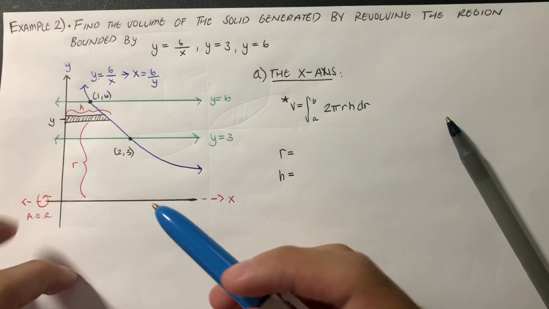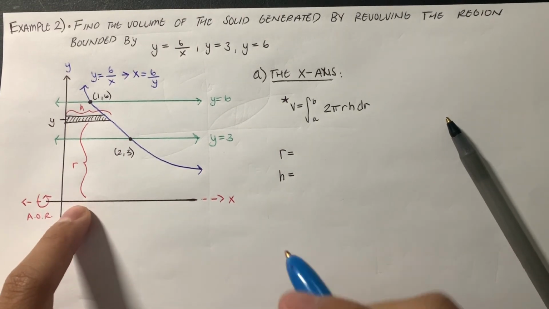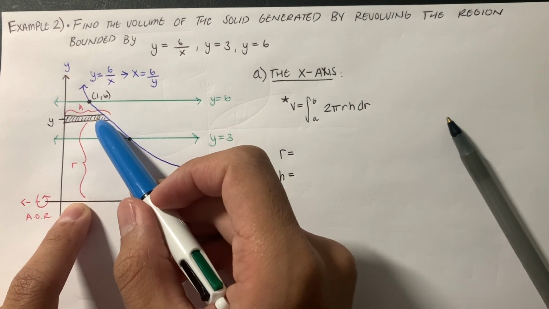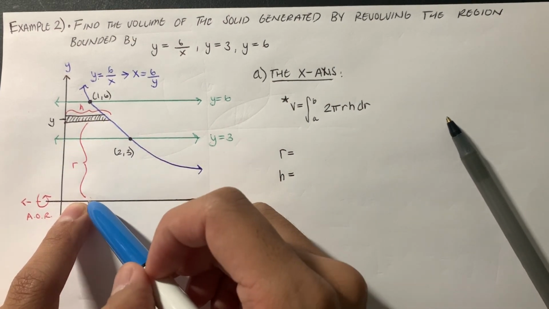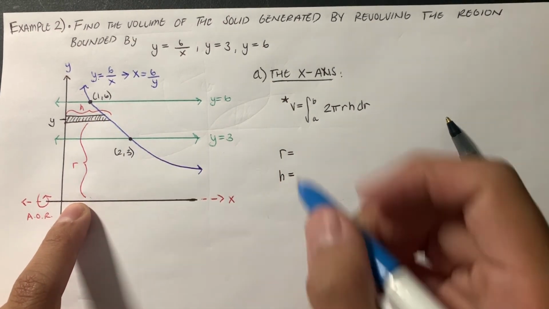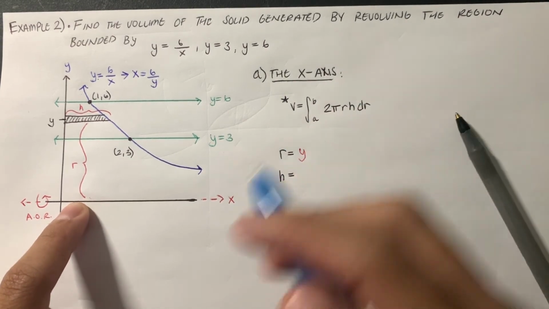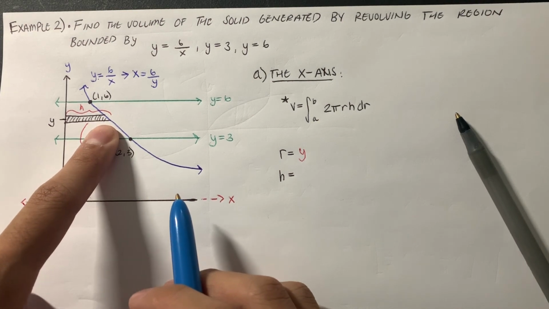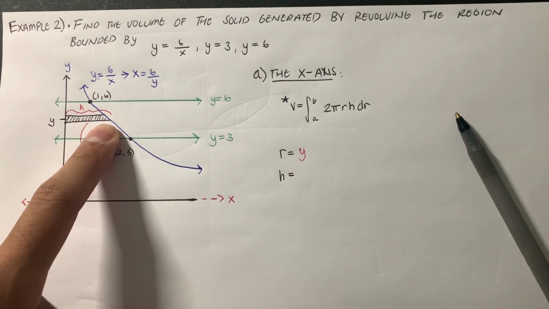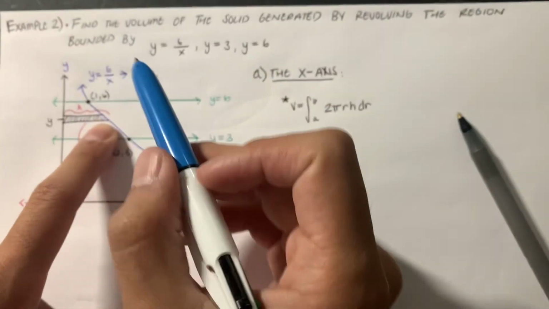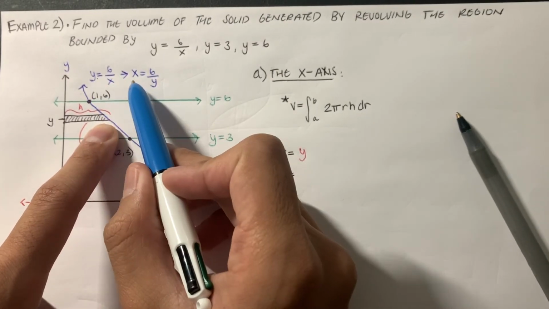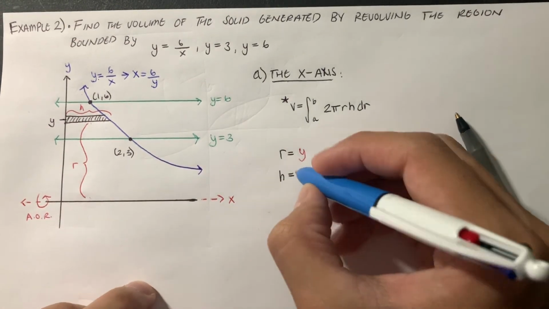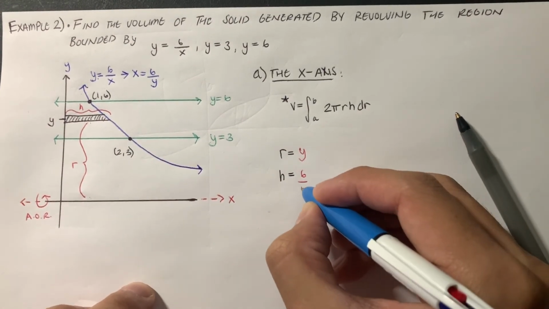Okay, so now to describe that. For our r, we can see that this distance will be from right here to right here, and we can see that distance is y. Since we don't know the exact distance, we're going to label that. And then our height will go from right here to right here, and that could be described as 6 over y. So we're going to rewrite that, as I did over here: x equals 6 over y, because this rectangle touches that curve. So it's going to be 6 over y.